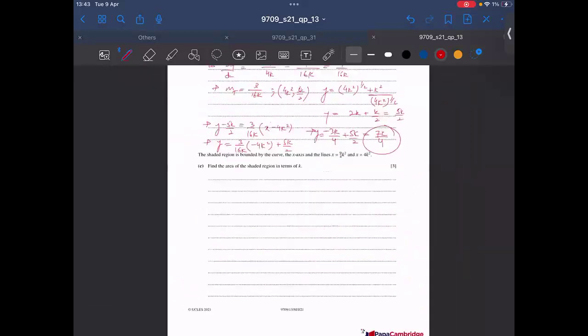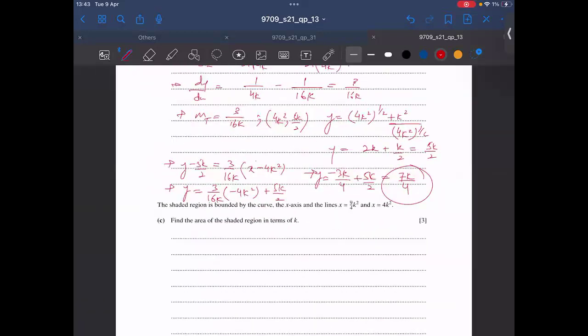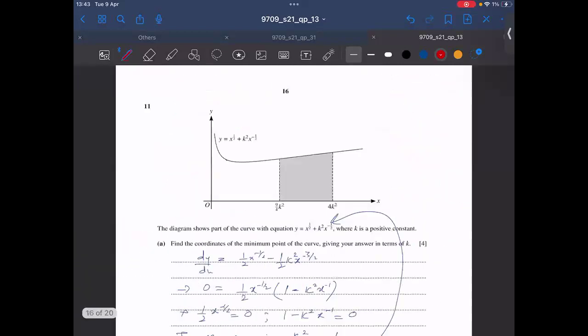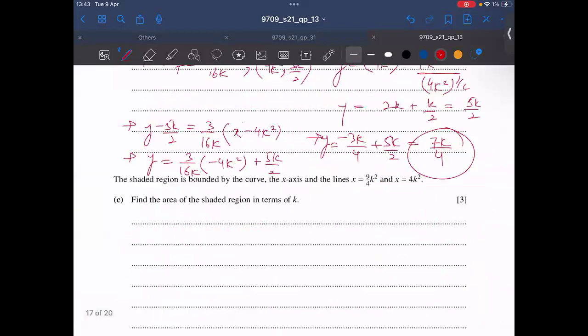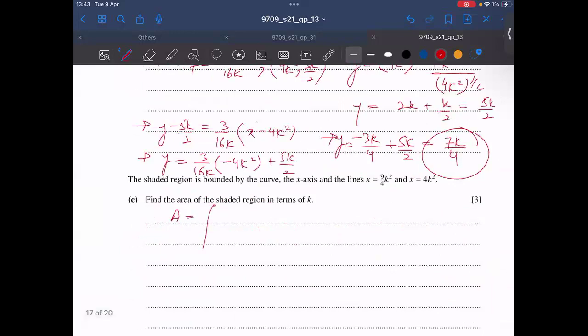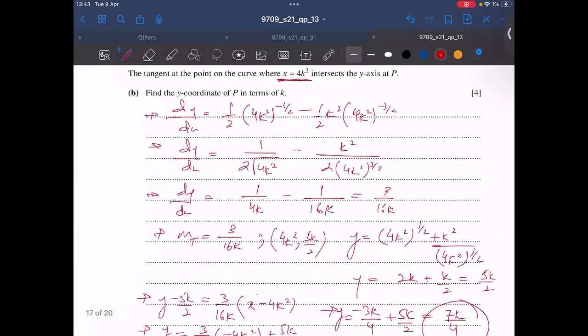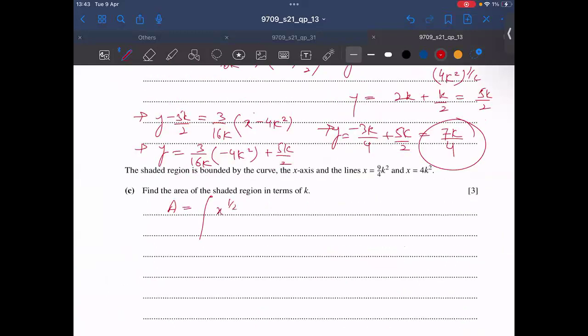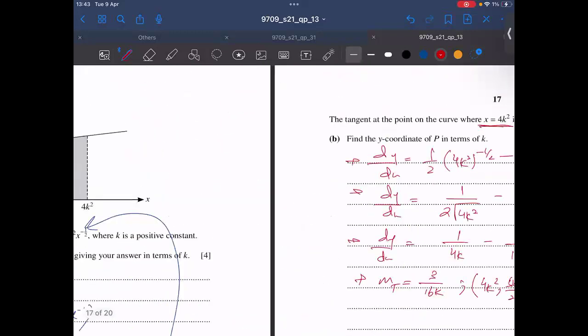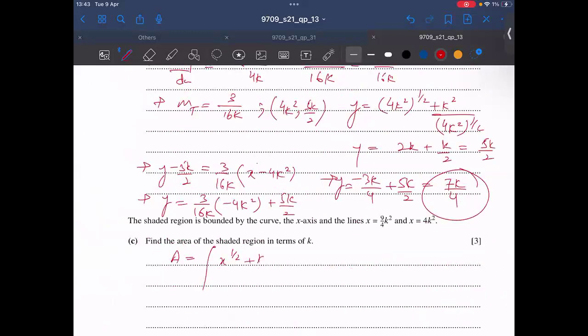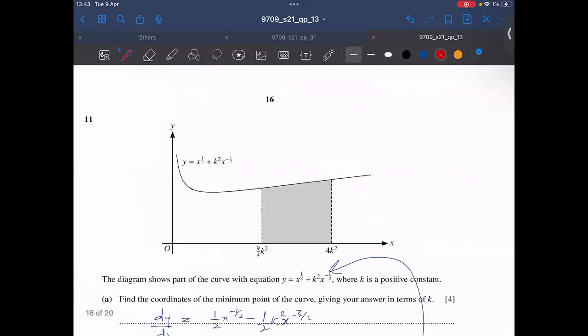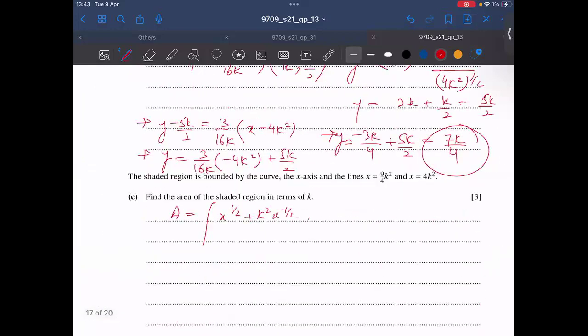That's good. Now, one last part, and then we're going to end, which is the shaded region is bounded by the curve. You need to just integrate simply. So integral of x to the power of half plus k square x to the power of minus half, and dx. So area is going to be equal to then x to the power of 3 over 2 plus 2k square x to the power of half.